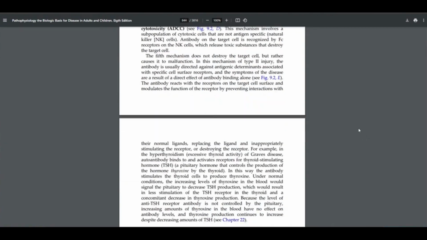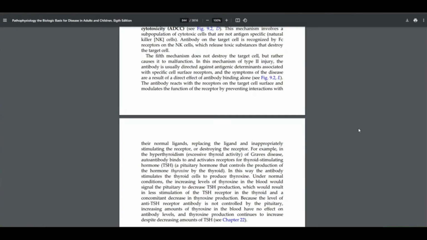So that's very generic. So lastly, I think the fifth and last one here is the fifth mechanism. It does not destroy the target cell, but rather causes it to malfunction. In this mechanism of type 2 injury, the antibody is usually directed against antigenic determinants associated with specific cell surface receptors. And the symptoms of the disease are a result of a direct effect of antibody binding alone.